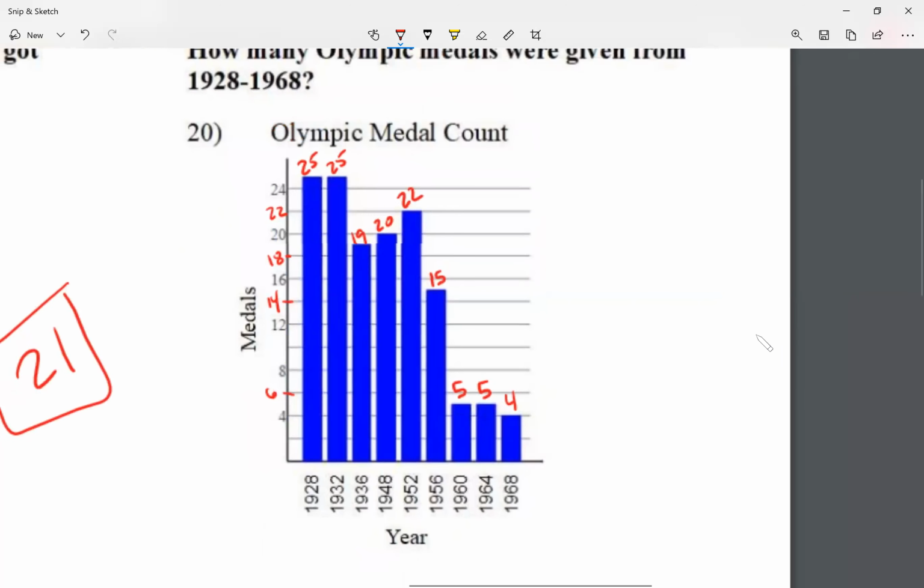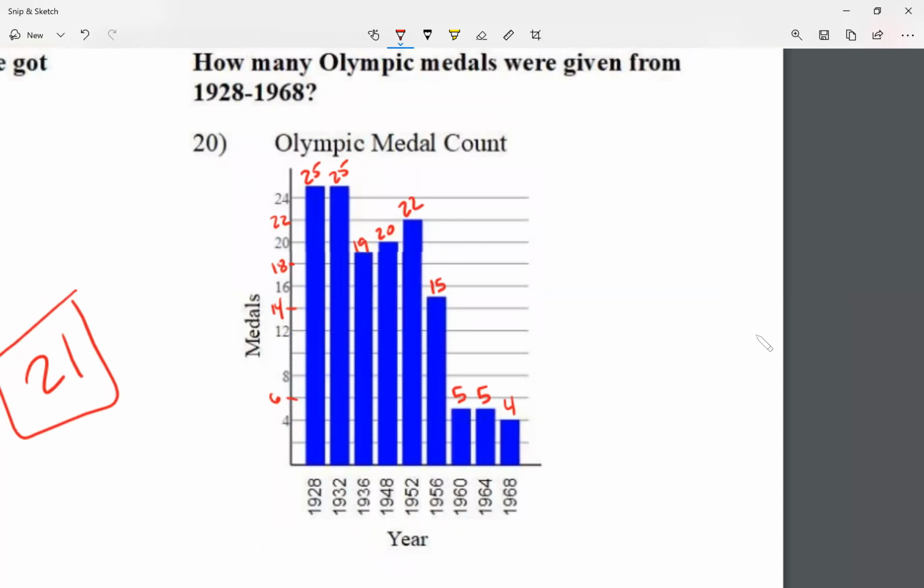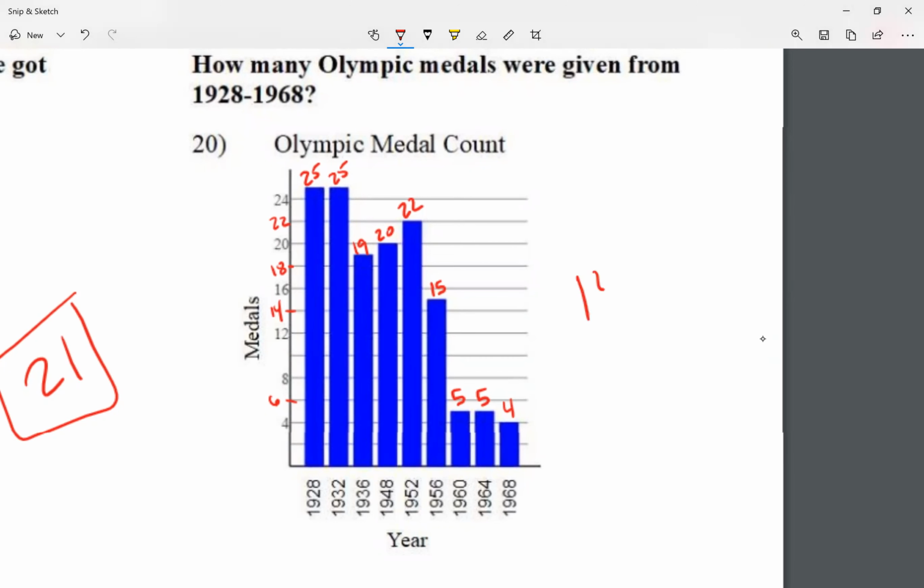Now here, it says how many Olympic medals were given in those years. Basically, add them all. Add 25 plus 25 plus 19 plus 20 plus 22 plus 15 plus 5 plus 5 plus 4. You have to add everything. I'm not going to waste our time adding number by number. I'm using a calculator here. I added all my numbers already, and all my numbers add up to 140. You can feel free to pause the video and double check my work. I just added each number.